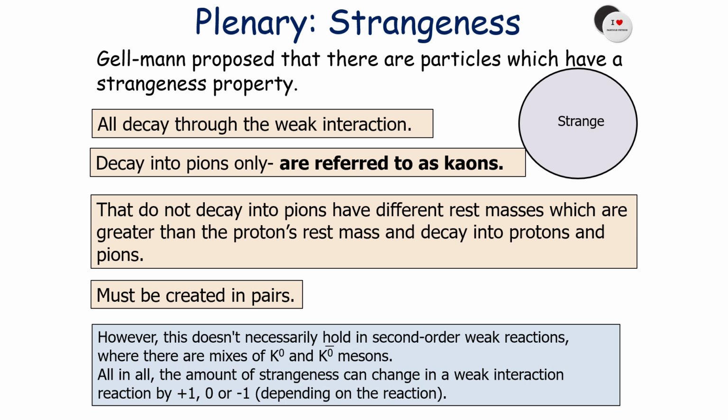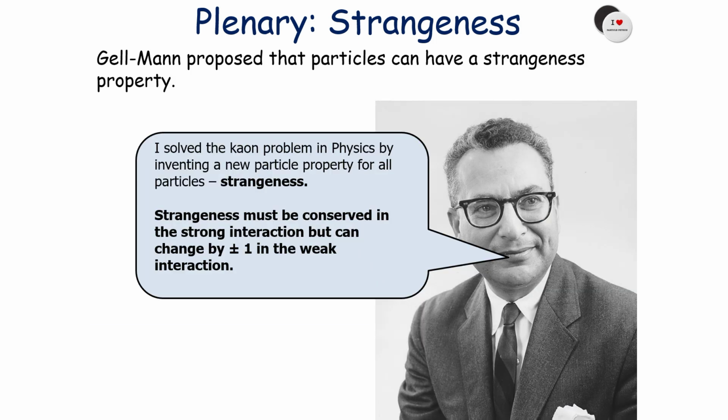However, this doesn't necessarily hold in second order weak reactions where there are mixtures of different K mesons, but all in all the amount of strangeness can change in the weak interaction by +1, 0 or -1. So Gell-Mann solved the kaon problem in physics by inventing a new particle property for all particles, strangeness. So it must be conserved in the strong interaction but can change by +1 or -1 in the weak interaction.